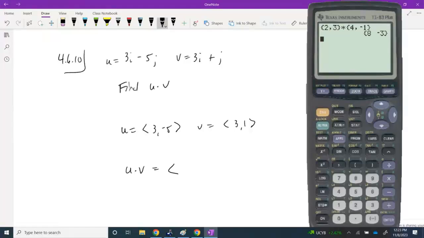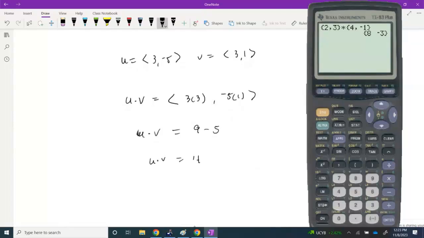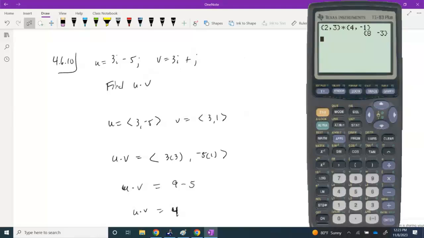So for U times V, I'm going to multiply the horizontal components. 3 times 3 is 9. I'm going to multiply the vertical components. -5 times 1 is -5. And then I'm going to combine. 9 minus 5 is +4. So when you use the dot product, you get a single number as your answer. If you choose to use a calculator, just make sure you go the extra step and combine or add your horizontal and vertical components.